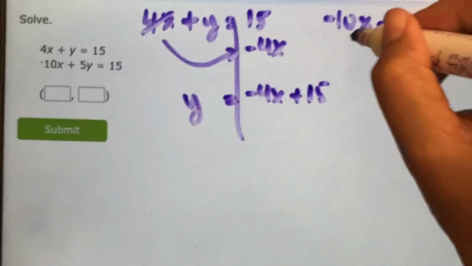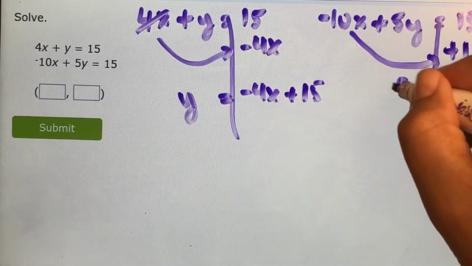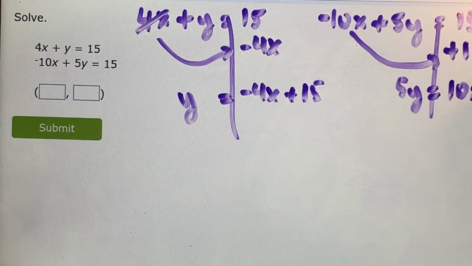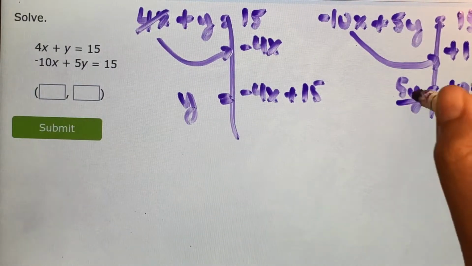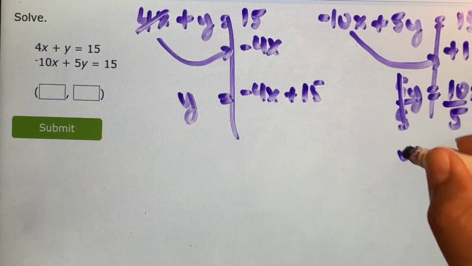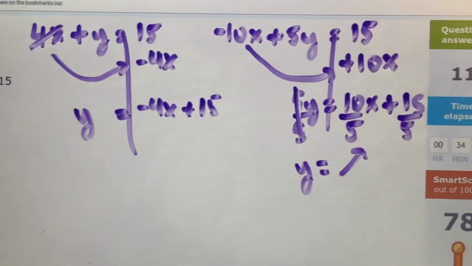On this equation, we'll put that to the other side. It's going to become positive 10x. So I have 5y equals 10x positive 15. Divide everything by what? By 5. That crosses out. So y equals this. I don't have to simplify because the calculator is going to do it for me.